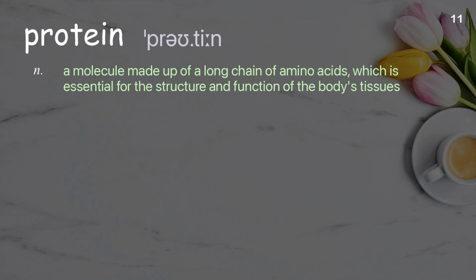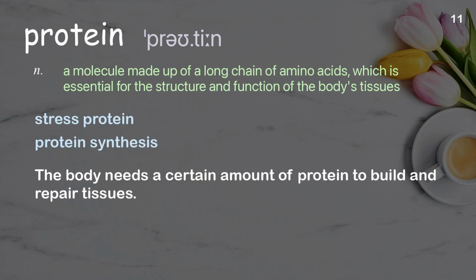Protein. A molecule made up of a long chain of amino acids, which is essential for the structure and function of the body's tissues. Examples: Stress protein, protein synthesis. The body needs a certain amount of protein to build and repair tissues.